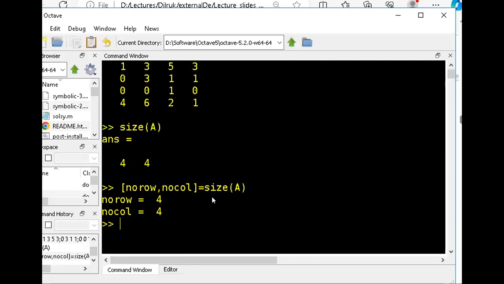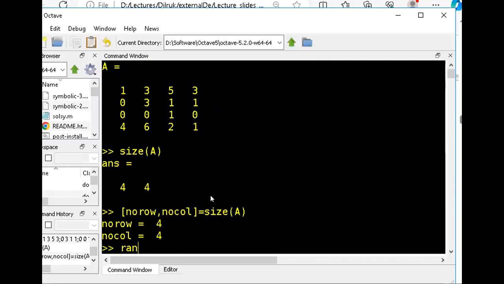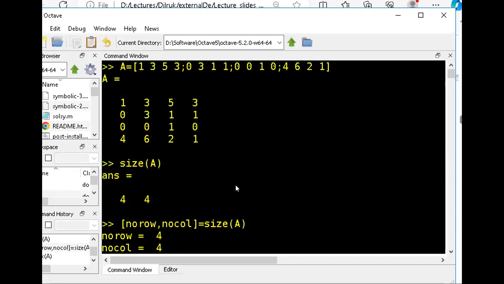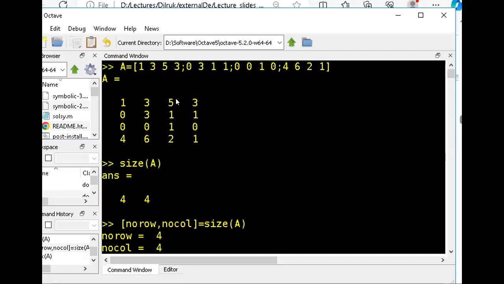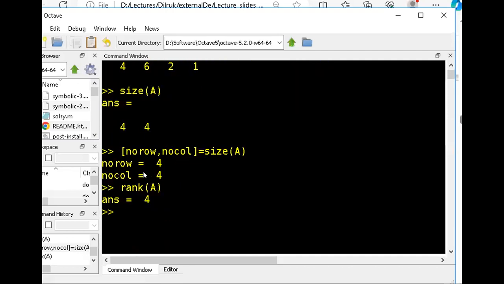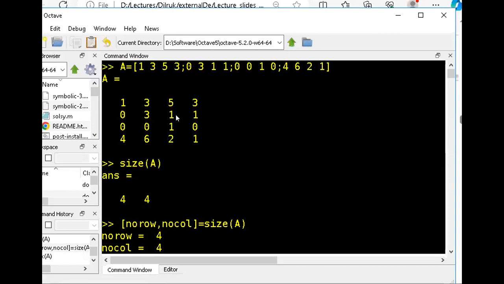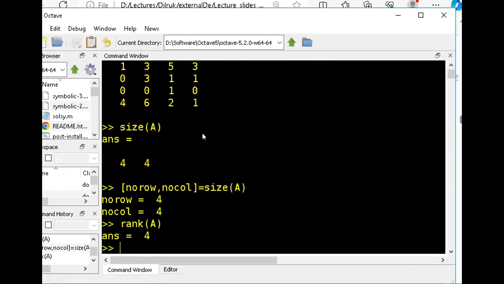Okay. Let's find the rank of the matrix A. It is a full rank because it is a square matrix and it consists of 4 rows only. So there are 4 independent rows. So this is a full rank matrix.